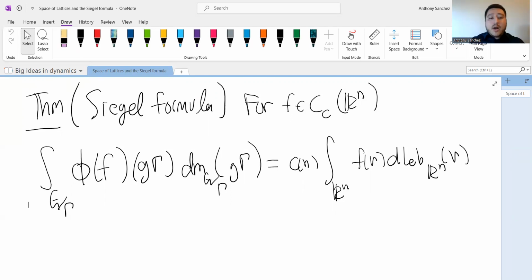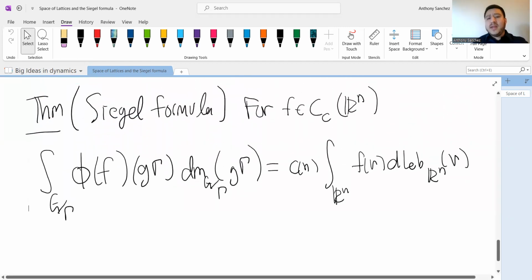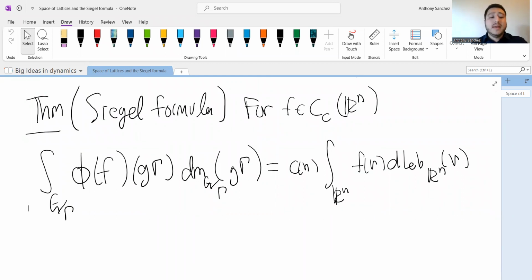All right. And so now, before I leave us today, I want to set the stage a little bit for the proof and introduce a number of natural things that show up in this proof. And then in the next lecture, I'll put all of these pieces together and I'll prove the Siegel formula for us. Namely, that I can integrate certain functions on the space of lattices by just integrating them on Rn.